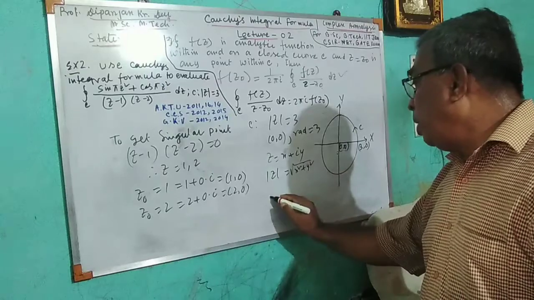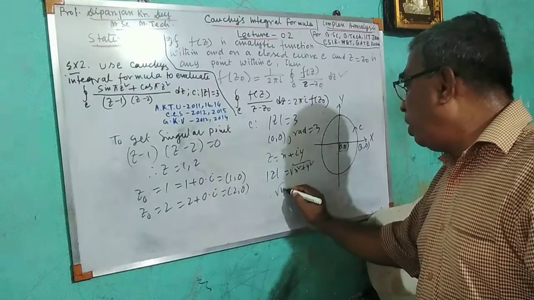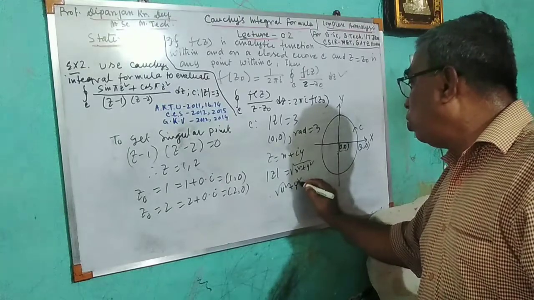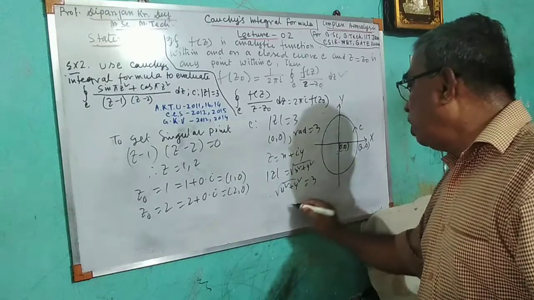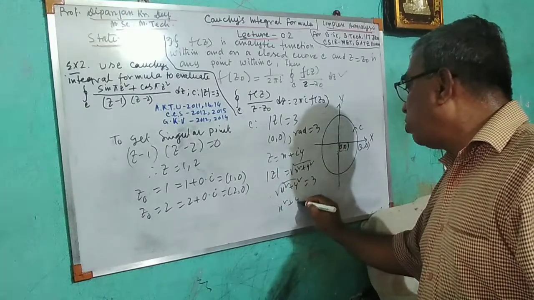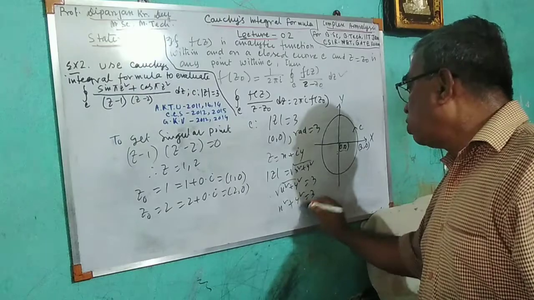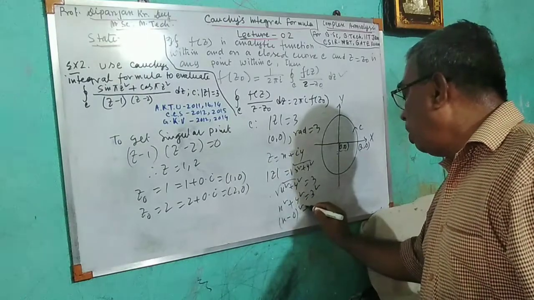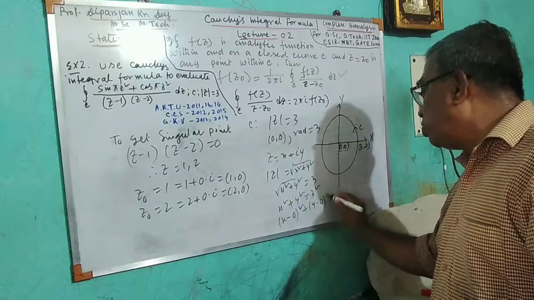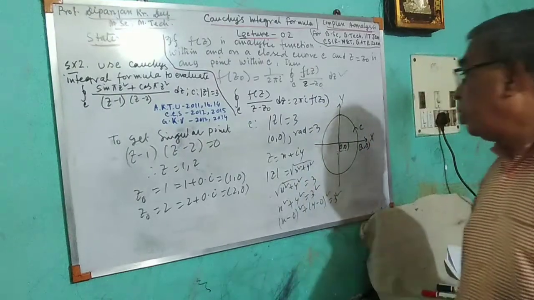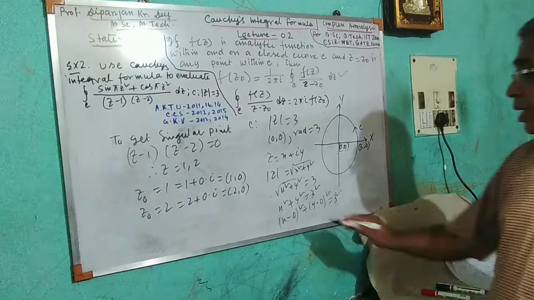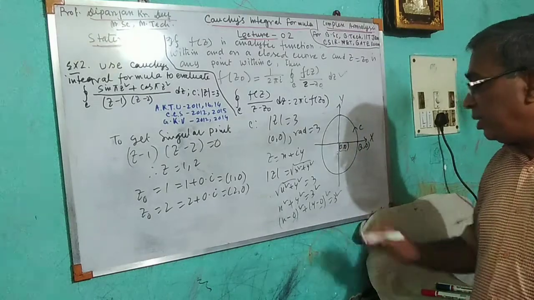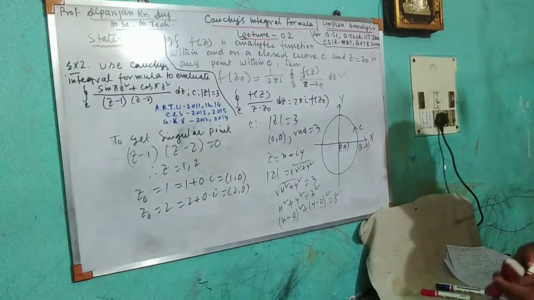So, root over x square plus y square is equal to 3, that is x square plus y square equals 3 square, that is (x minus 0) whole square plus (y minus 0) whole square is equal to 3 square. So we can say the center is (0, 0), this is the center and this is the radius, right?